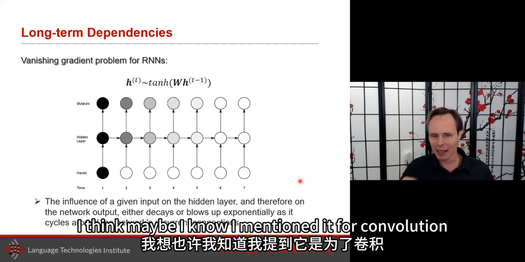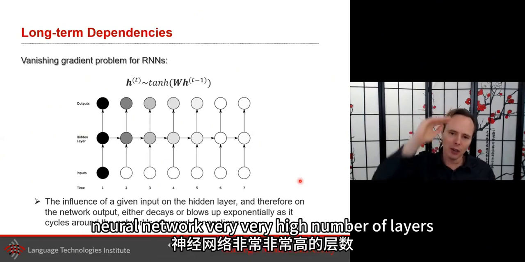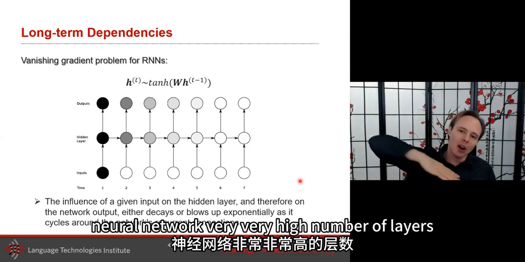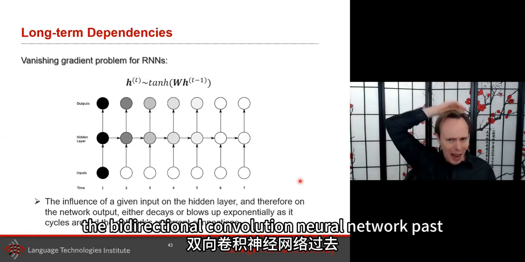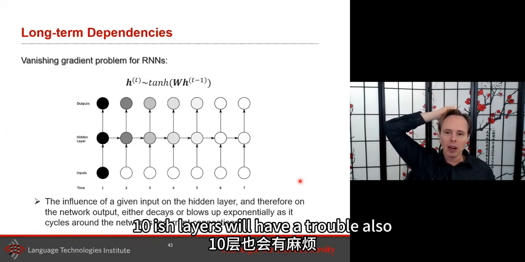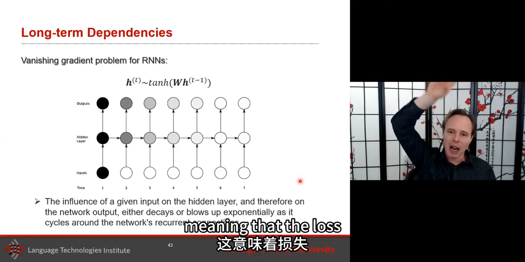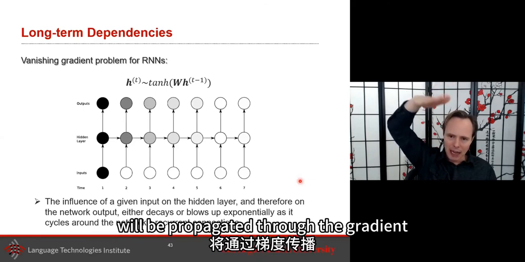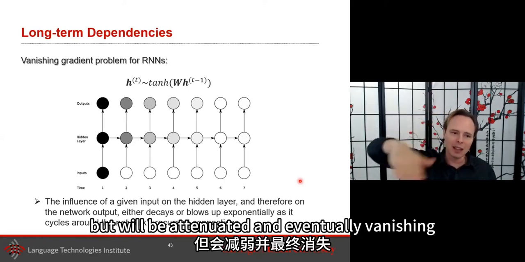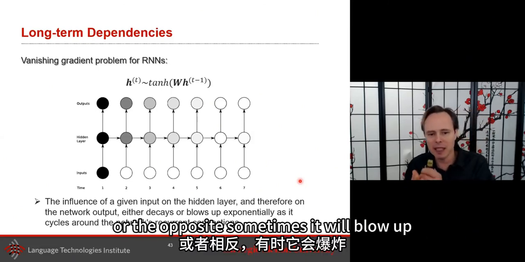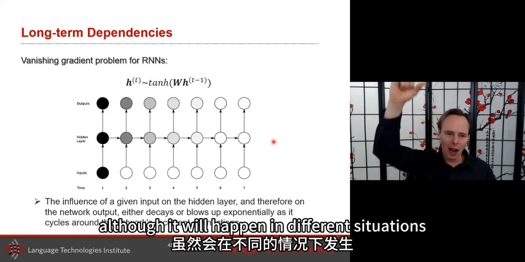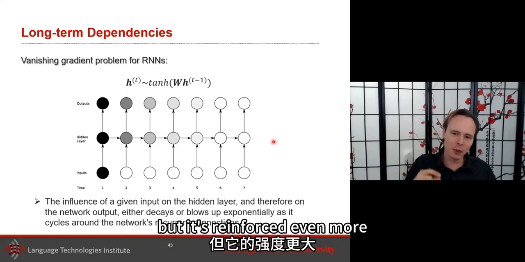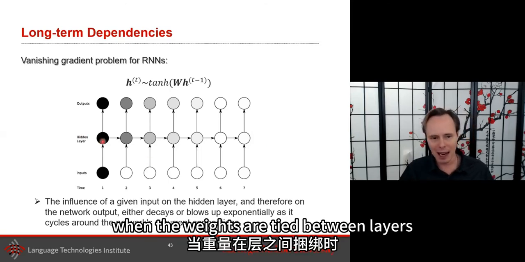I think maybe, or at least I know I mentioned it for convolution neural network, a very, very high number of layers in a convolution neural network. By default, a convolution neural network past 10-ish layers will have trouble also, meaning that the loss will be propagated through the gradient, but will be attenuated and eventually vanishing, or the opposite, sometimes it will blow up. And these happen primarily when the weights are tied, although it will happen in different situations, but it's reinforced even more when the weights are tied between layers.